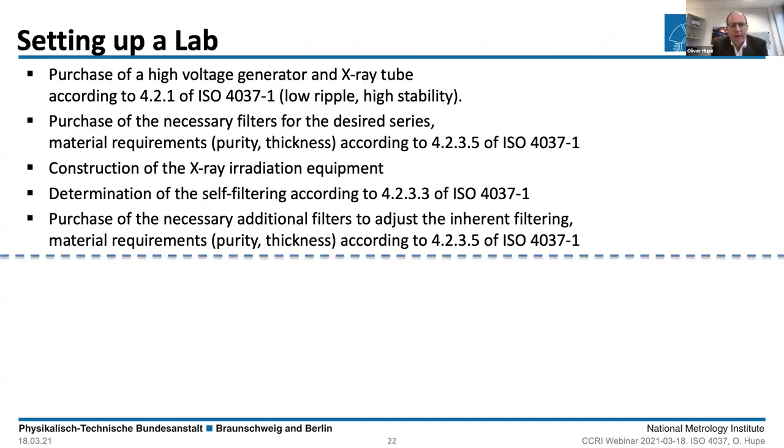How to set up a lab? So it's quite easy. First of all, you have to purchase a high voltage generator and X-ray tube with the requirements mentioned in the ISO. You have to buy the filters with the material, impurity, and thickness also mentioned in the ISO. Construction of the equipment, determination of the inherent filtration, and you have to purchase the additional filters to adjust the inherent filtering.